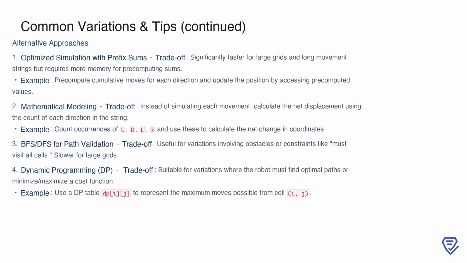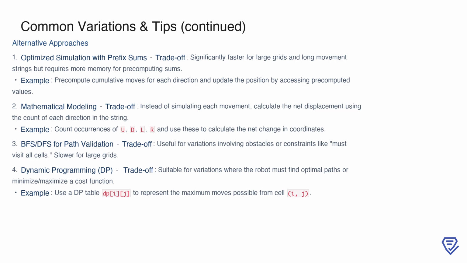Another option is mathematical modeling, where instead of simulating each movement, you calculate the net displacement by counting occurrences of each direction in the string. This method is both fast and memory efficient for straightforward movement scenarios. For variations involving obstacles or constraints, breadth-first or depth-first search can be useful to validate paths. While slower for large grids, these techniques are effective when the problem requires visiting all cells or meeting specific conditions.